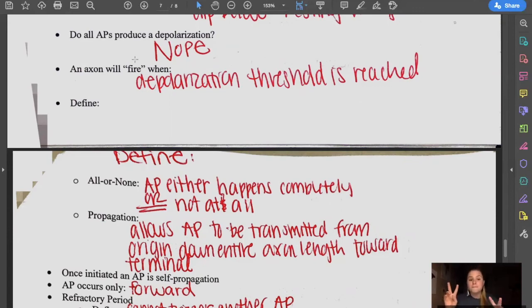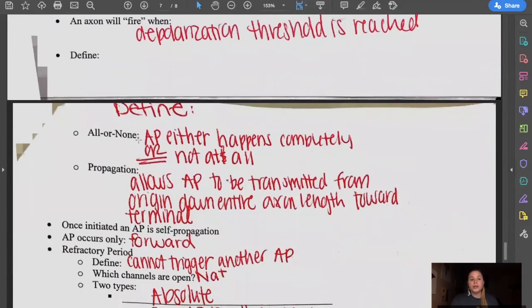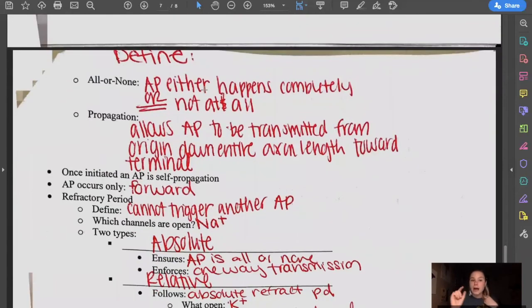An axon will fire when the depolarization threshold is reached, right? Which is what we just said. The all or none principle is talking about how an action potential either happens completely or doesn't happen at all. Just like in muscles, there's no half contraction, there's no half firing. We either do it or we don't do it.